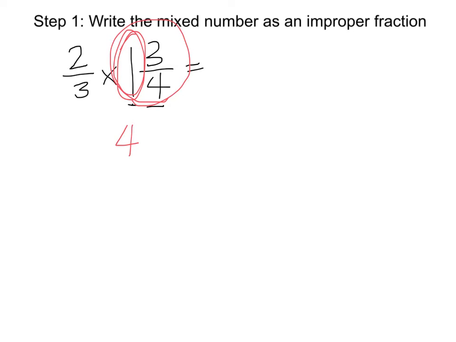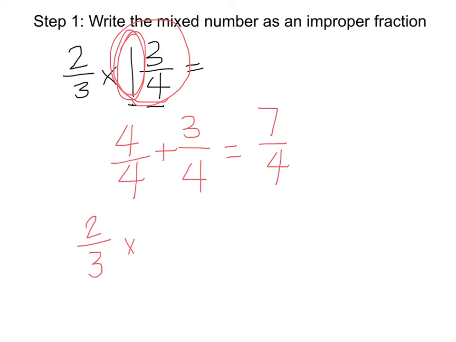Good. Would you agree that 1 is the same as 4/4? So then if I have 4/4 plus the fraction part 3/4, how many fourths do I have now? Aditya? 7/4. Good. So now let's rewrite the equation using our improper fraction. So what would my equation now be, Jonathan? 2/3 times 7/4. Good. That is our new equation. Go ahead and make sure you write this down in your notebook.